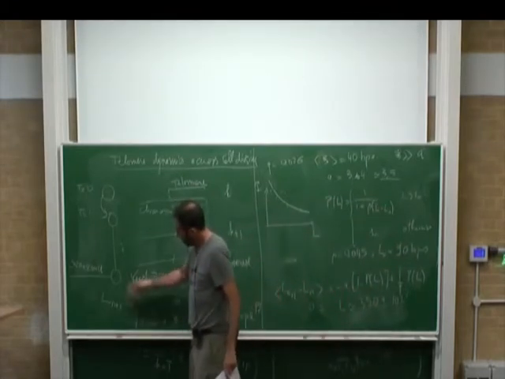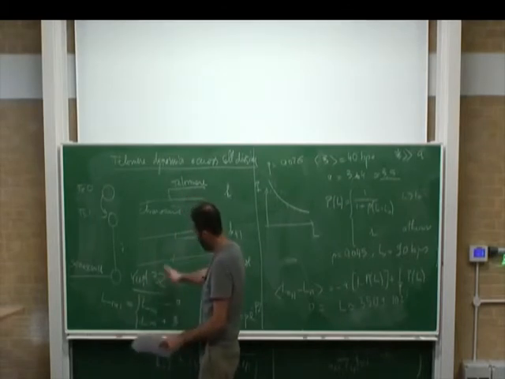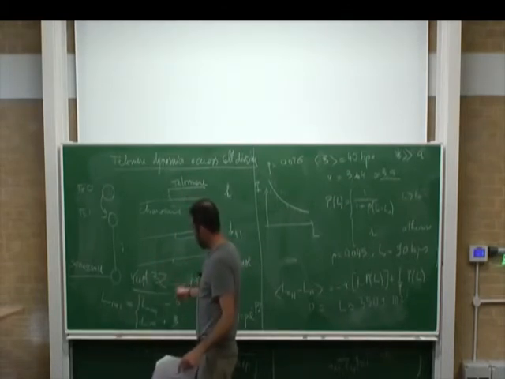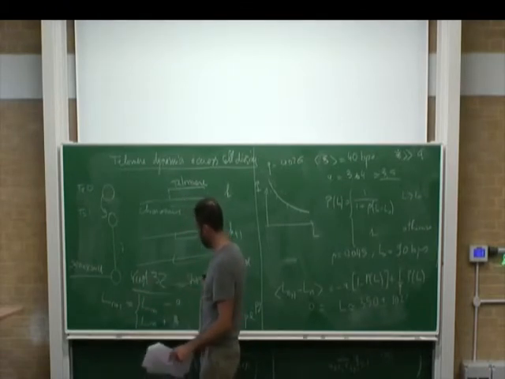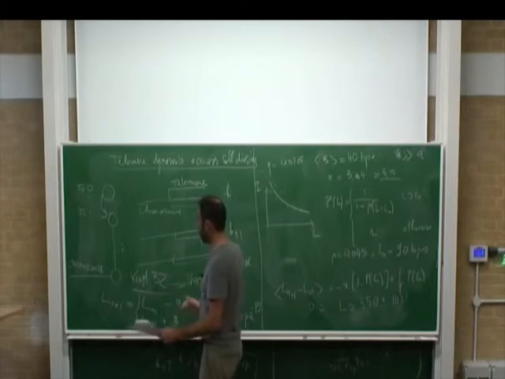Now, let's wait. Let's suppose you start with an L0 and you wait. What's going to be the steady state distribution of the lengths? Where are they going to be, how are they going to be distributed?